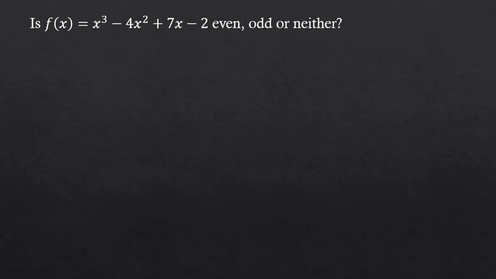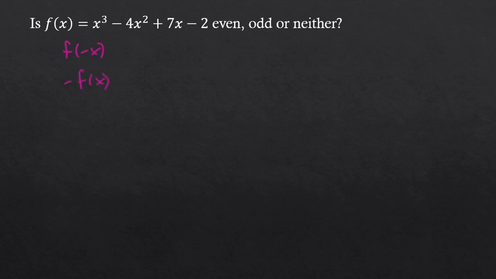Now this one here, x cubed minus 4x squared plus 7x minus 2. Is this guy even, odd, or neither? Try this one on your own. See if you can come up with the answer. So find f of minus x. Then find minus f of x.